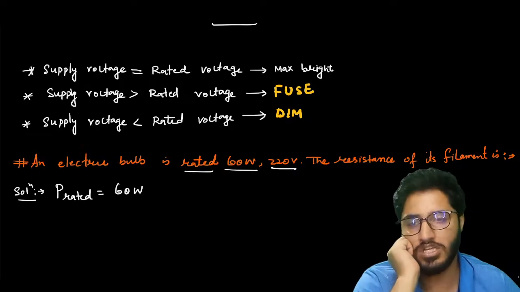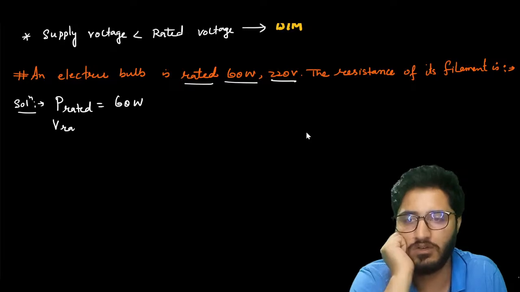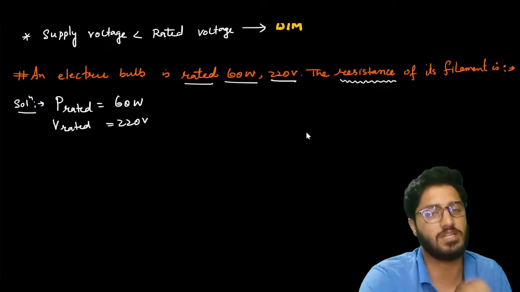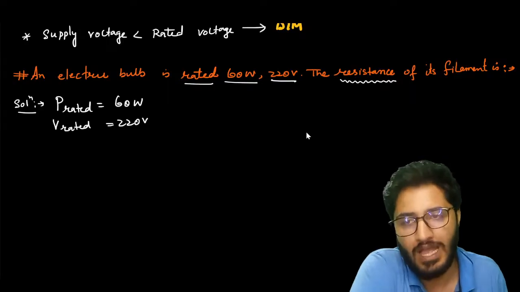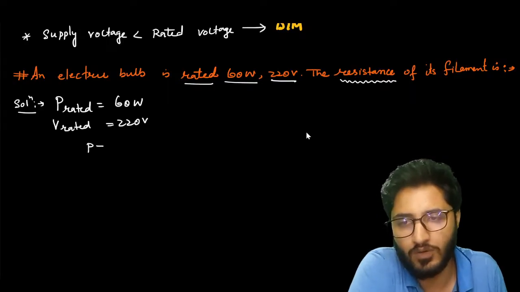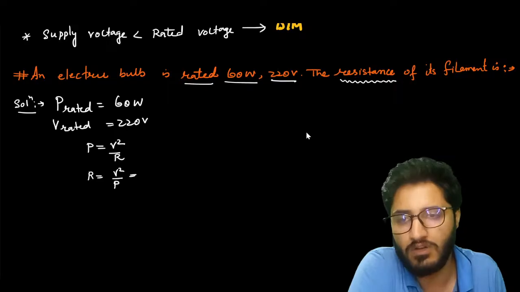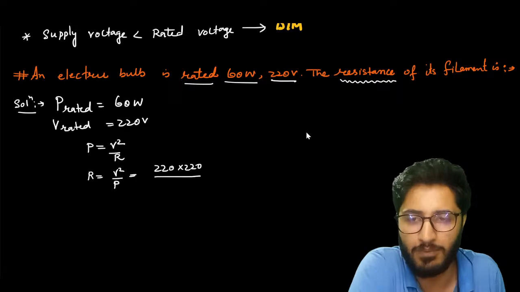Done. It is 60 watt now. So if we talk about voltage, V rated is how much? 220 volt. We will get a resistance. As I told you, P is equal to V square by R. So R I can write as V square by P. V is 220, so 220 into 220 divided by 60.